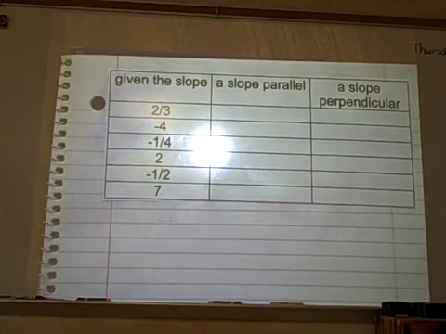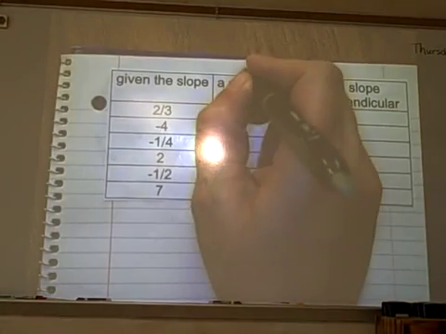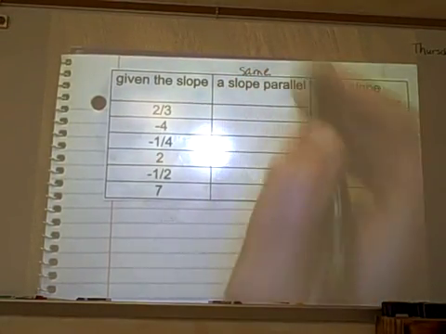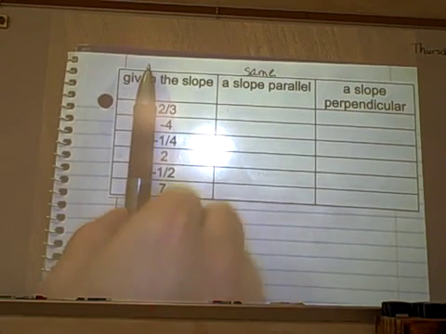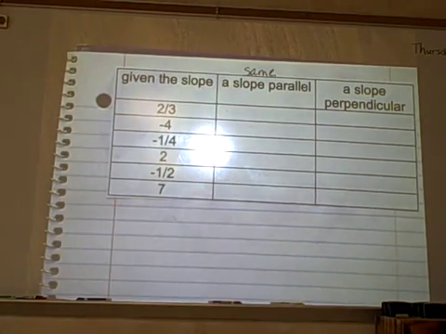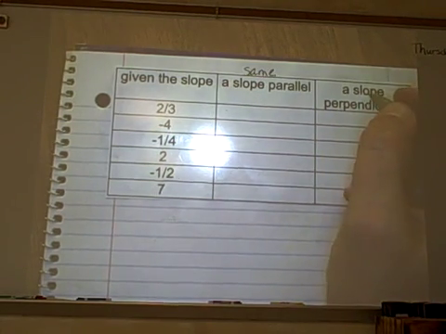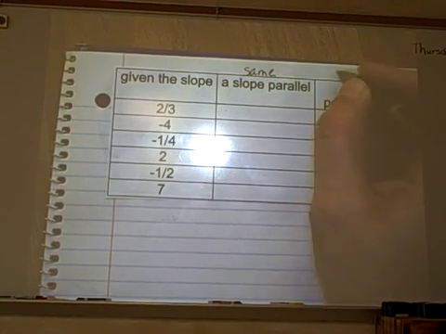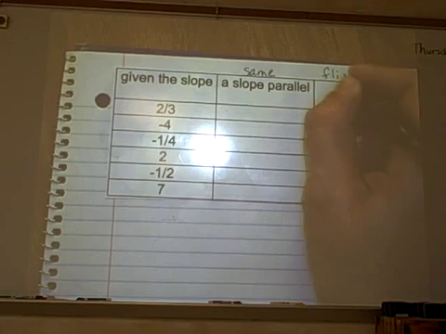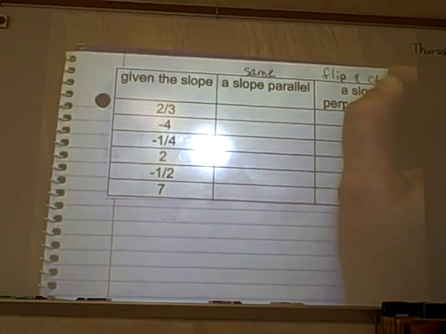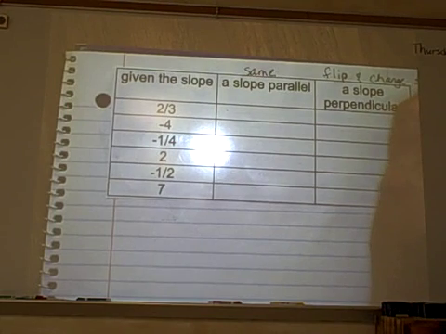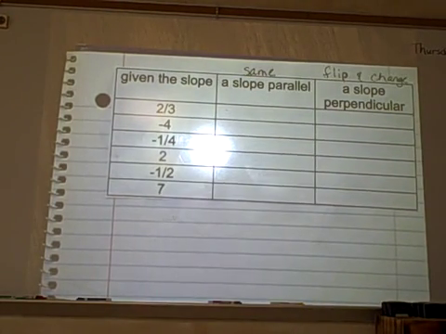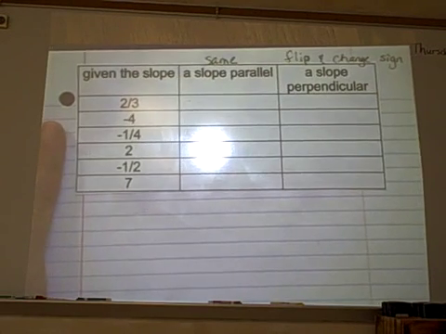So if it's parallel to the original line, what do you know about the slopes? Parallel lines have what kind of slopes? Exactly the same. So above that little column, write same. These slopes should match these slopes. That should be like the easiest column to fill out. If it's perpendicular, what do we know about the slopes? Opposites. And not just opposite as far as negative, positive, but also flip. So flip and change sign. Flip and change sign. There you go.